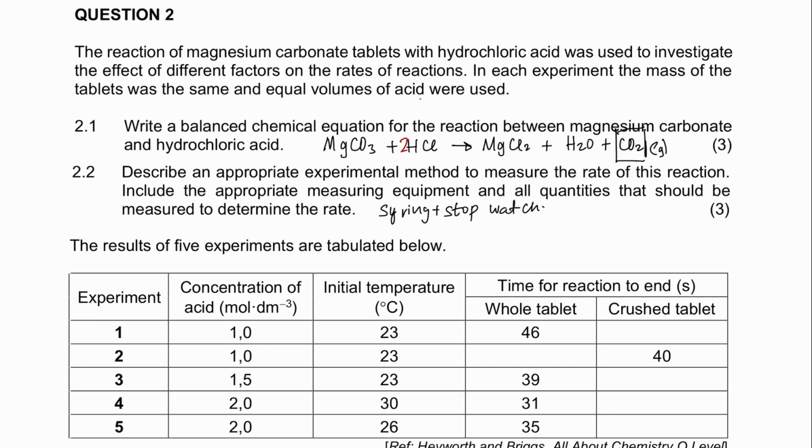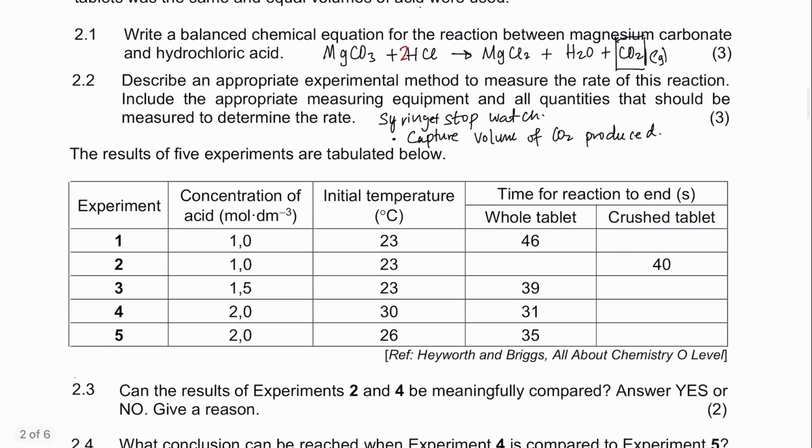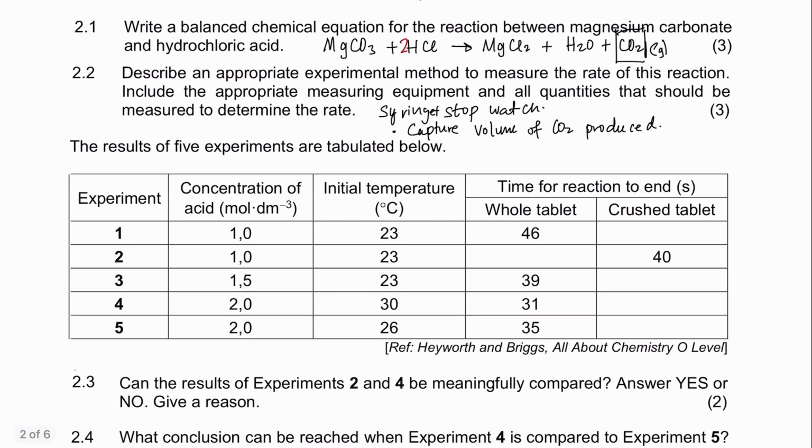Okay, and the syringe will then capture the volume of CO2 gas produced. And then you can record the volume and the time that it took to form. The results of the 5 experiments are tabulated below. Experiment 1 through to experiment 5.